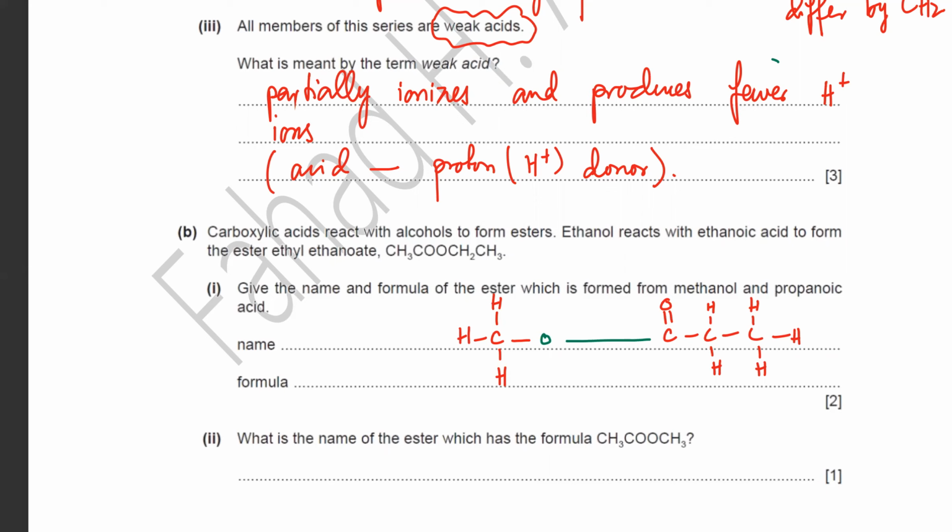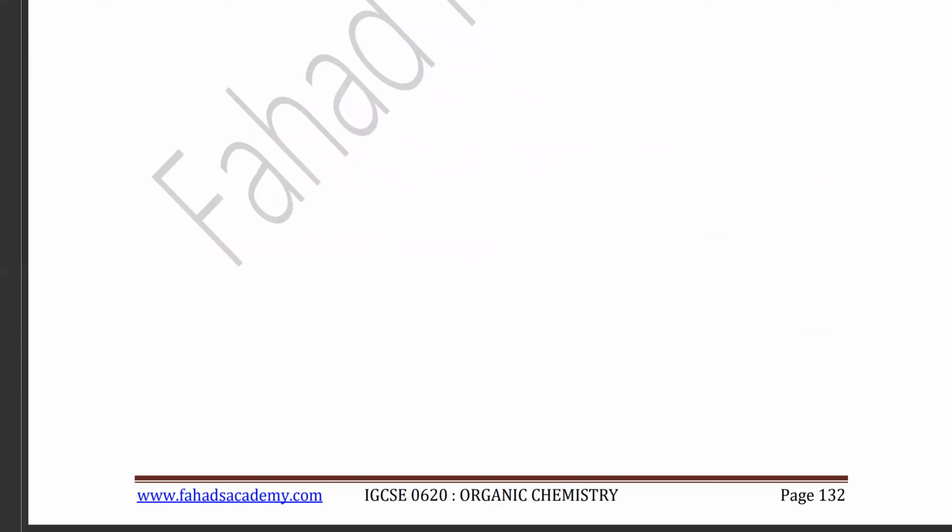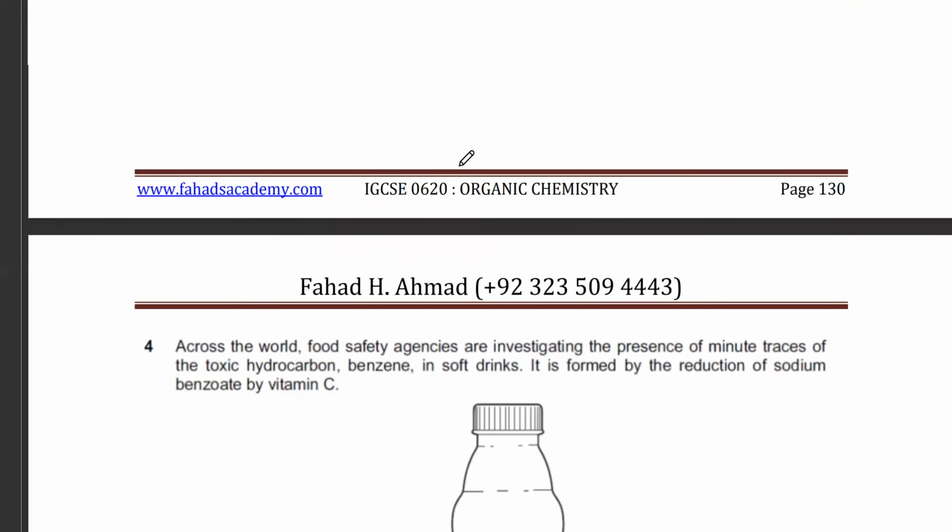तो उससे क्या है कि इसका name and formula दोनों चाहिए. So I mean you can either draw this formula, or what you can do is you can draw a condensed version of the formula. ठीक है, किधर चला गया? Sorry, मैं end पे चला गया.